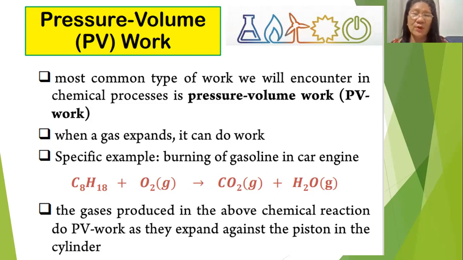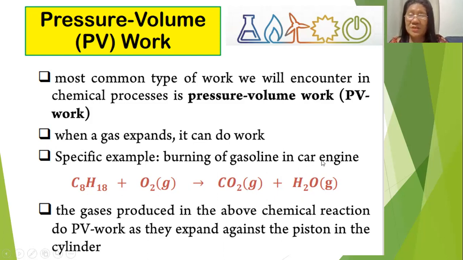Of course, if you look into this, this is now the formula. C8H18. What is C8H18? This is octane. Octane by means of combustion, burning. By means of combustion, what happened? There is a presence of oxygen. You will produce carbon dioxide and water.